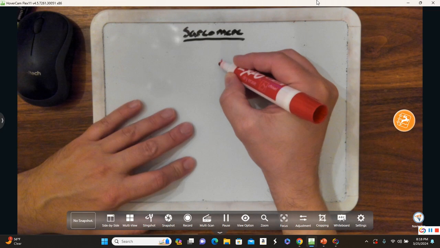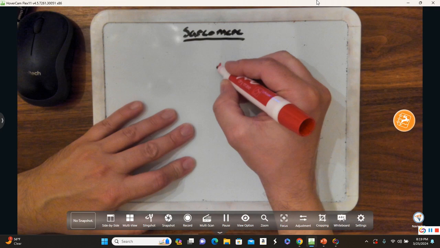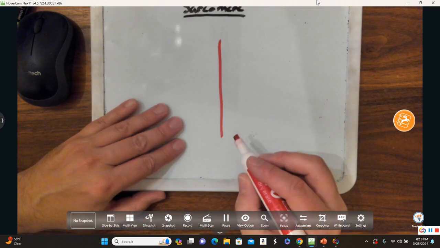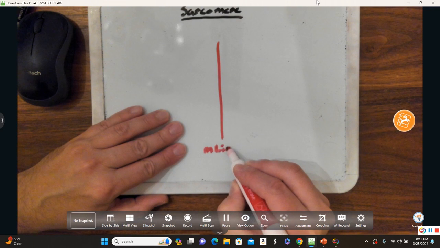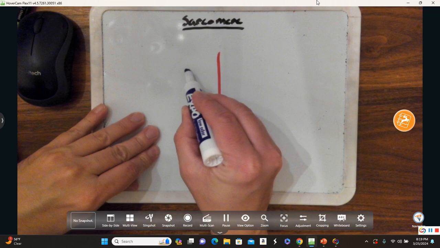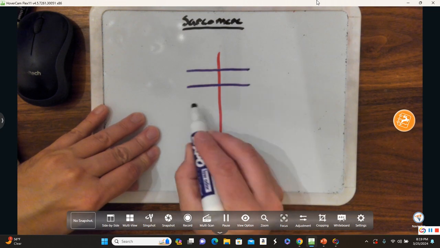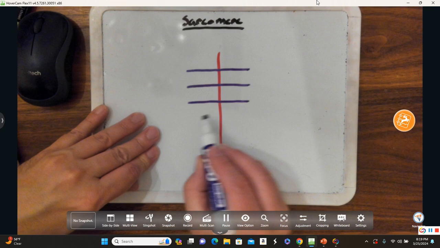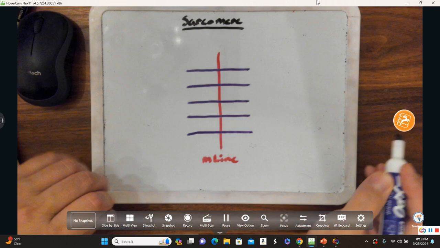Okay, so we're going to start right here. Let me get that a little more straight up and down. Straight up and down the middle, we have the M line. Then attached to the M line, there will be several of these, and we're going to draw at least one more. There we go.